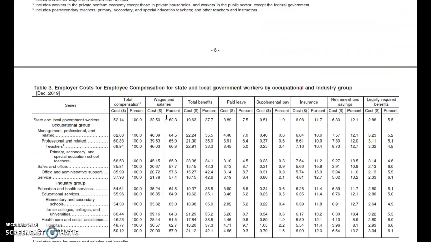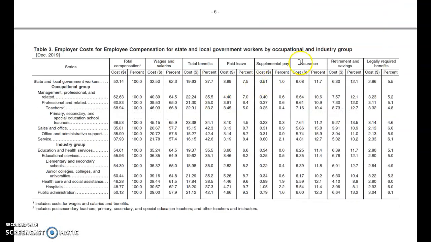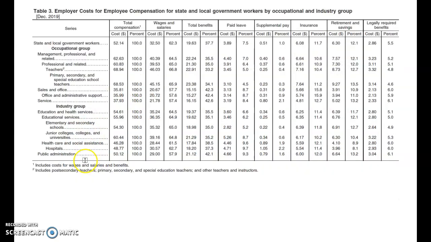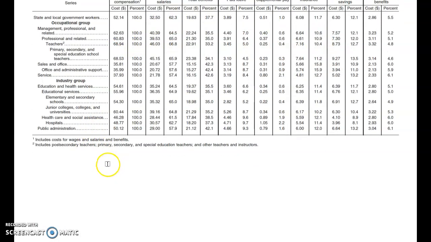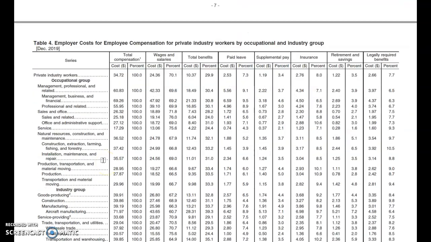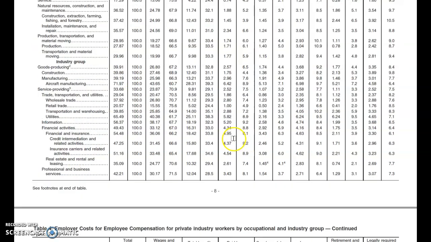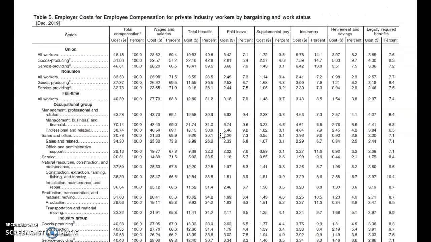Scroll down. Table 3 breaks it down for state and local government workers by the different groups. Nothing really new there, right? Same format. And then scroll down. Table 4 breaks down private industry workers by the groups. Again, same format. Table 4 continued. Table 5 looks at private industry by bargaining.